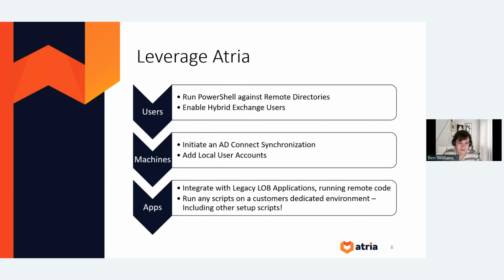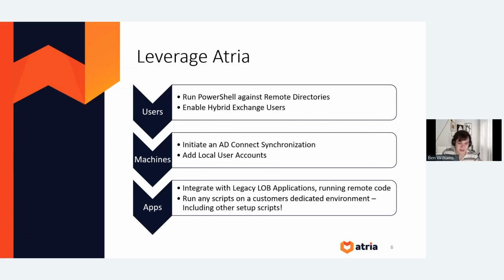And then from an example of a machine, there's things such as initiating an AD Connect synchronization. So that's purely to get your users into Office 365 faster to be able to continue provisioning services to them, as currently you have to wait whatever time's been set up for that, and this helps you speed up your provisioning process. Or there's things such as adding local user accounts on computers, or once again, whatever you need from the remote directories, you can run the PowerShell to enable that.